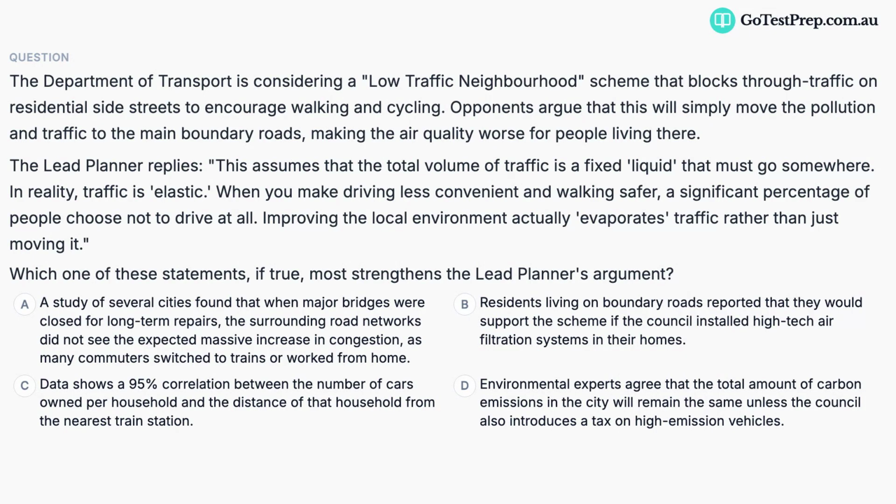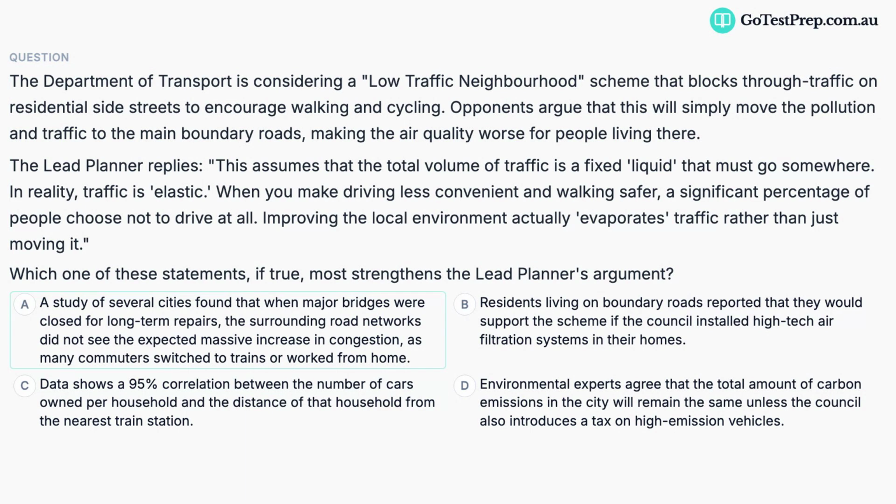The lead planner replies, this assumes that the total volume of traffic is a fixed liquid that must go somewhere. In reality, traffic is elastic. When you make driving less convenient and walking safer, a significant percentage of people choose not to drive at all. Improving the local environment actually evaporates traffic rather than just moving it. Which one of these statements, if true, most strengthens the lead planner's argument?